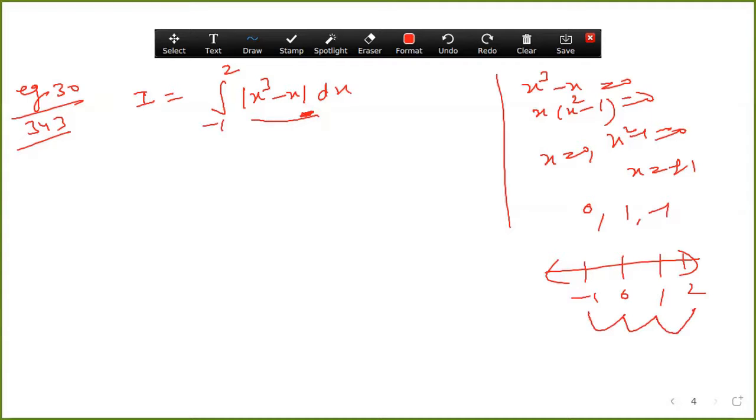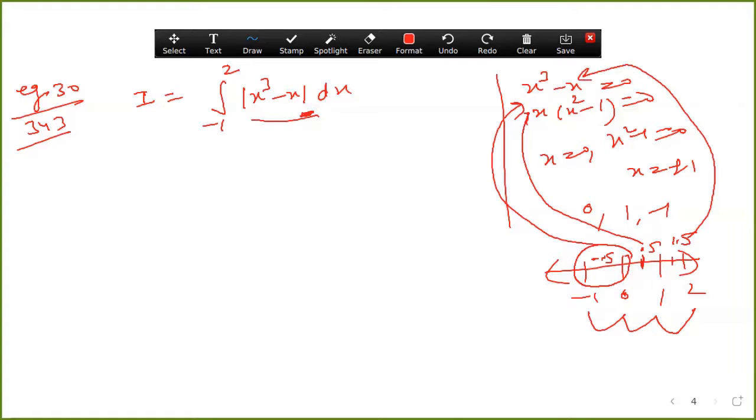Now our target is to get the answer in the interval from minus 1 to 1. Take minus 0.5 and put it in x cube minus x. Whether you are getting positive or negative, you have to check it. Now take 0.5 in the interval from 0 to 1, and again put 0.5 in x cube minus x and check whether the answer is positive or negative. For the interval 1 to 2, put 1.5 in the equation. As you solve, in the first you are getting positive, the second negative, and the third positive.